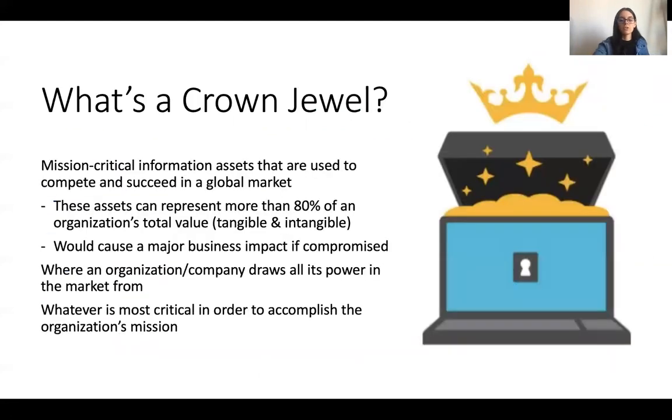So now on to crown jewels. What is a crown jewel and why are they such a big deal? So crown jewels are mission critical information assets that are used to compete and succeed in a global marketplace. These crown jewels can represent more than 80% of an organization's total value. So that includes both tangible and intangible assets. So whatever would cause a major business impact if compromised is likely considered your crown jewel.